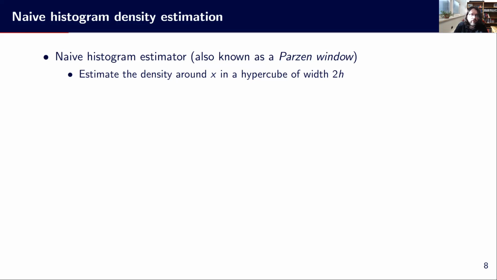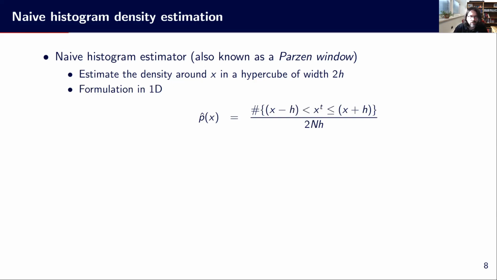One improvement over histogram that we can do is to make use of what we call the naive histogram estimator, also known as Parzen window. This consists of estimating the density around a given x as a hypercube of width 2h. So we are no more fixing the bins in the space. We are in fact estimating the density according to a given x. So we have an x and we are looking at its neighbors in the 2h bin, so plus and minus h range around it. So in 1D, the formulation is given here.